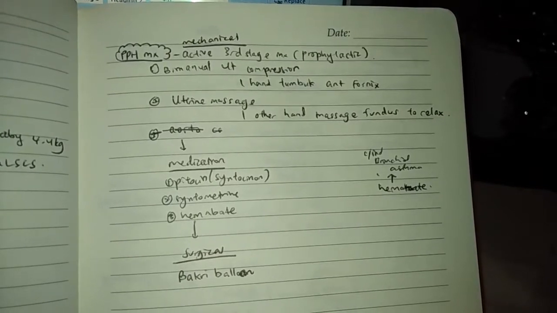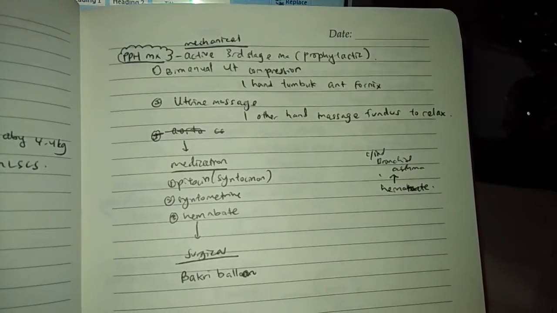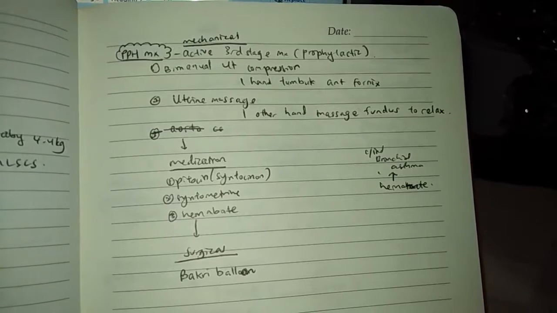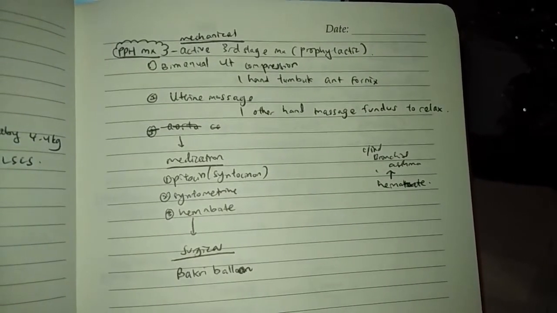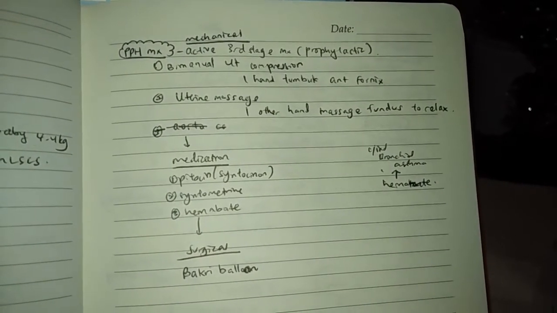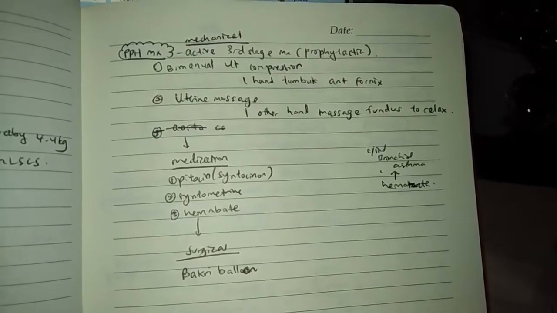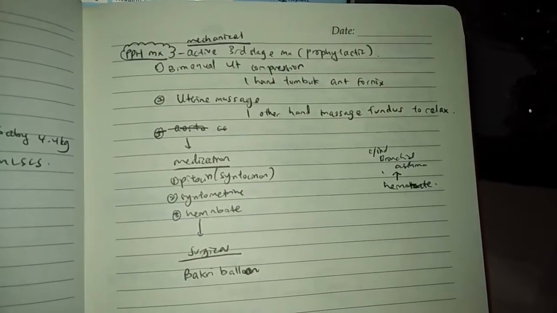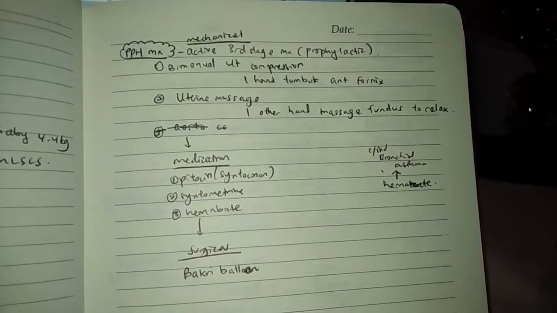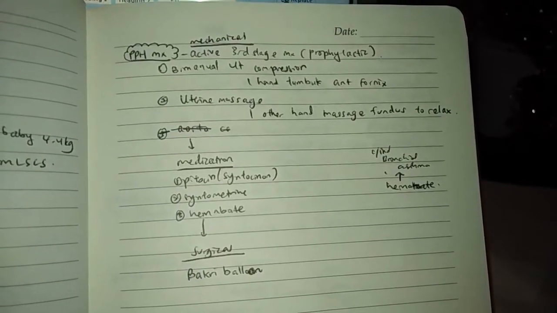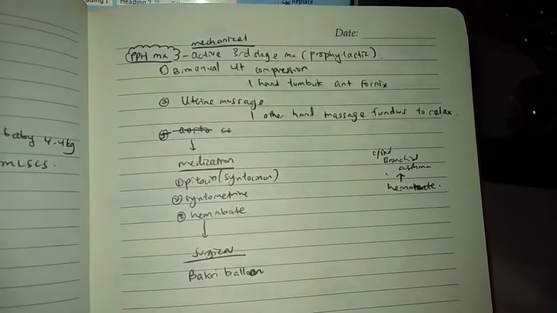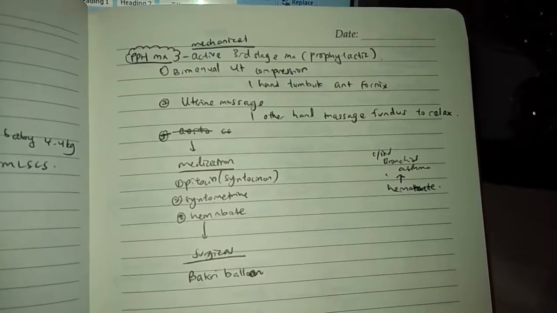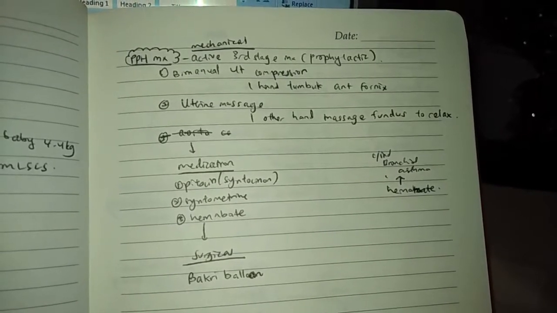And the medication management, we can give pitocin or syntocinon or syntometrine or hemabate. Hemabate is contraindicated in bronchial asthma. Surgical management is by using a vacuum balloon to compress the uterine artery, inflating the balloon inside the uterus.